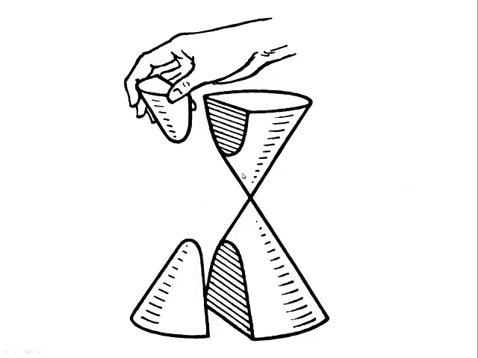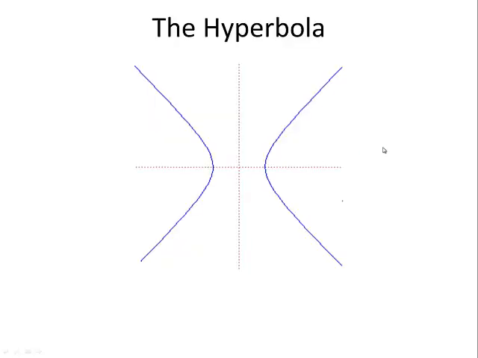A hyperbola is part of a conic, and it's when you slice a conic parallel with its vertical axis, and you get two U-shaped graphs. This is what a hyperbola looks like on its side. We call this a horizontal transverse axis. The transverse axis is the distance between the two vertices, and the vertices are right here, and that's the transverse axis. So this is a horizontal transverse axis.